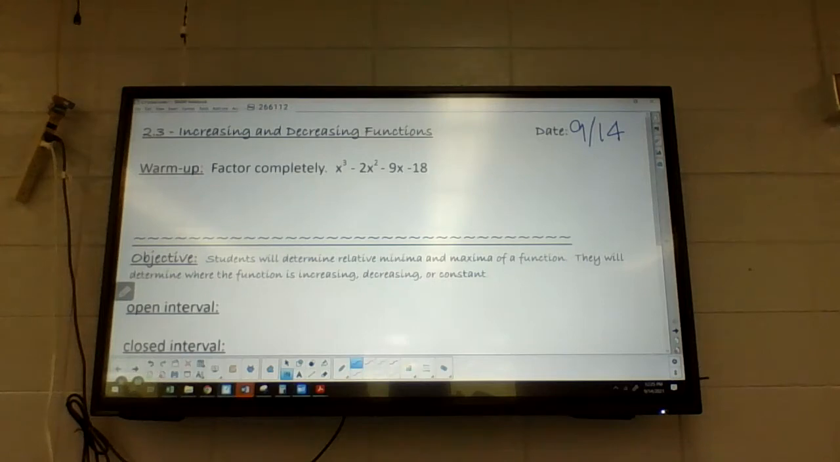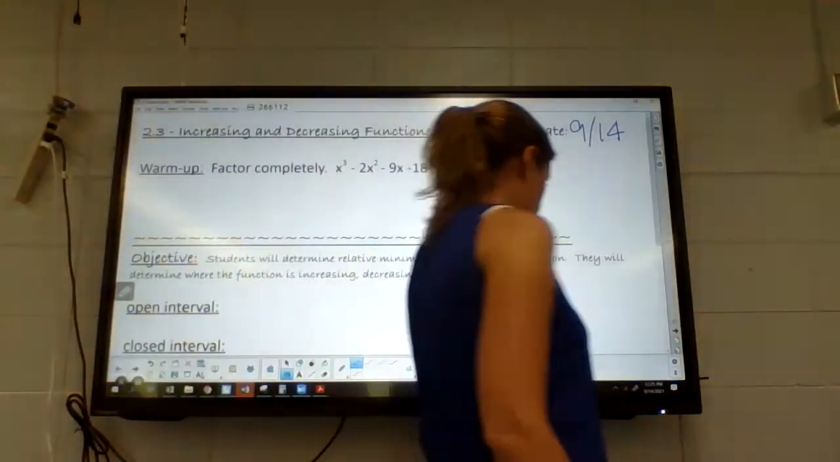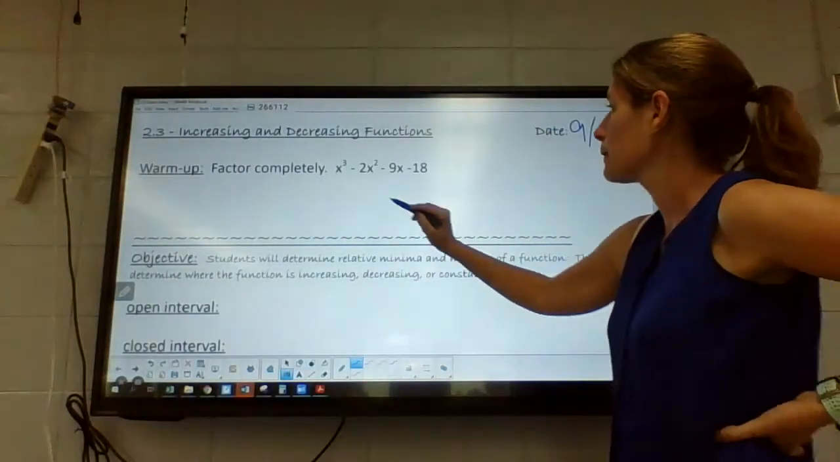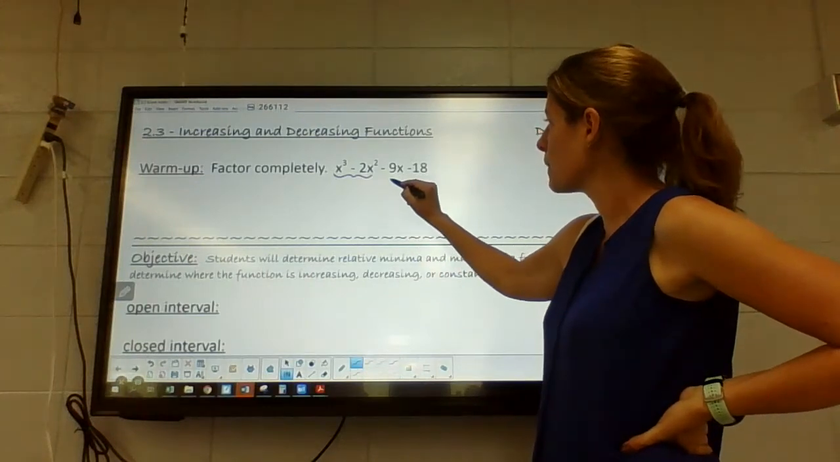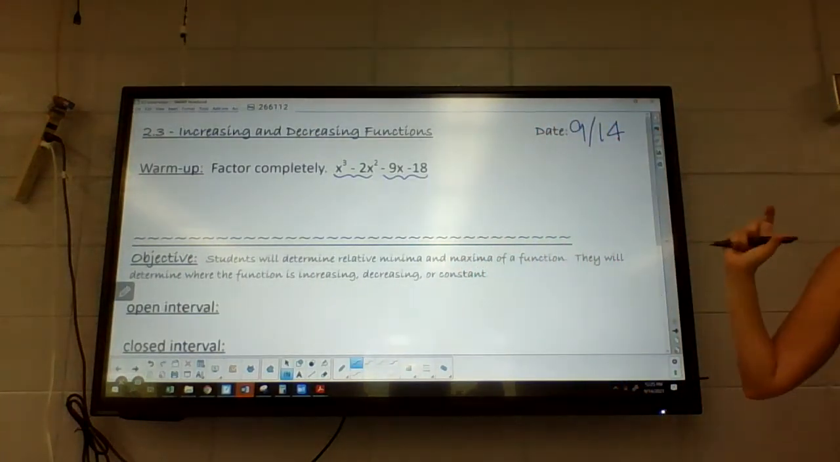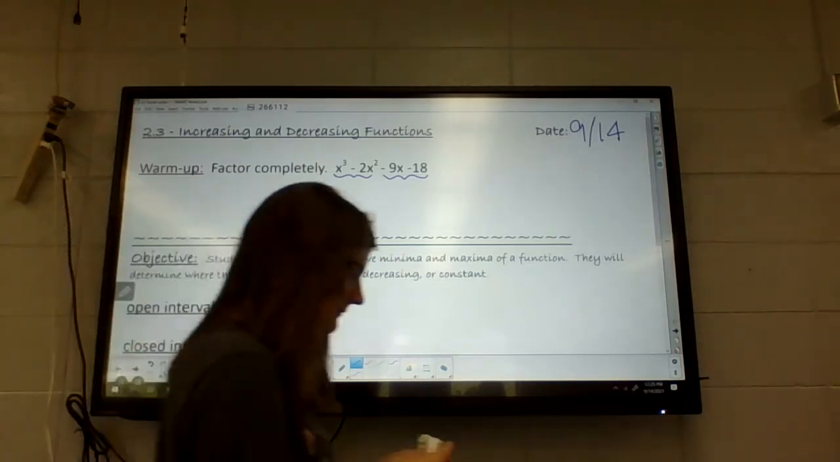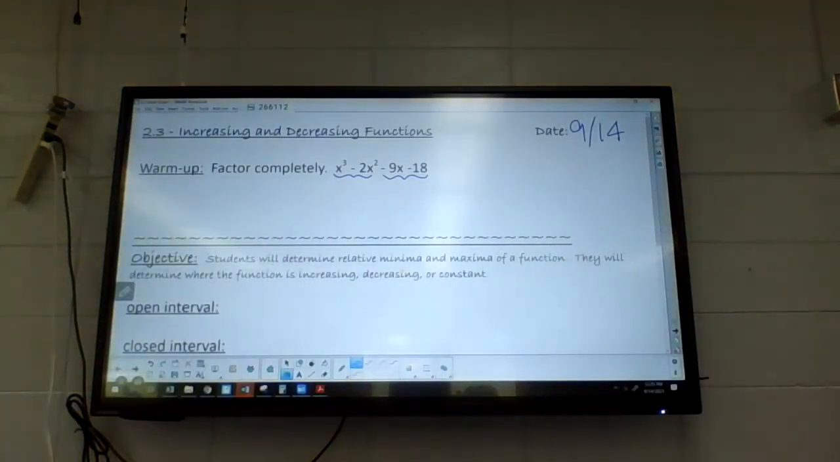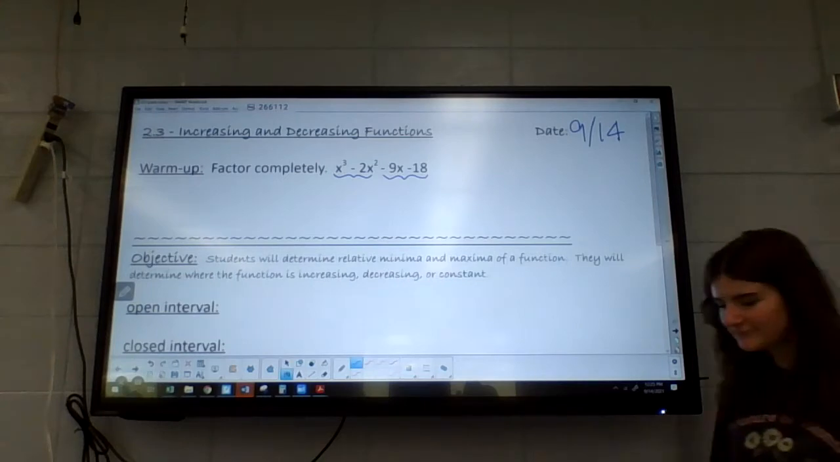I'll put some little marks up here that might help jog your memory if you forgot. You break them into 2 parts, then you group each of those separately. If not, we'll talk about it. That's why we review.